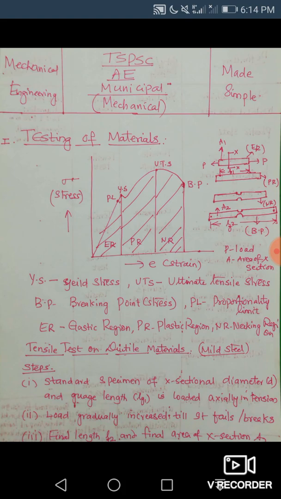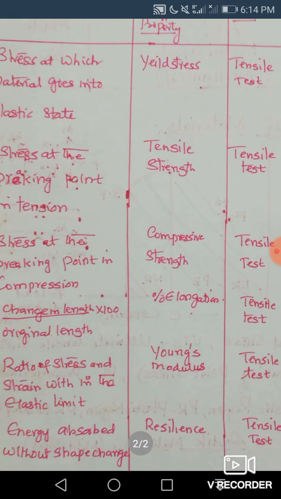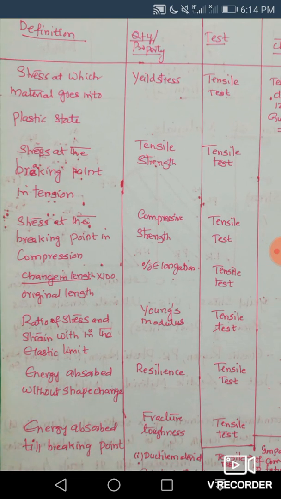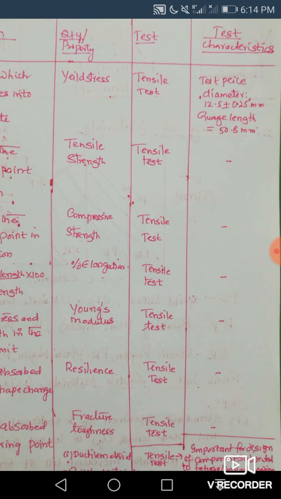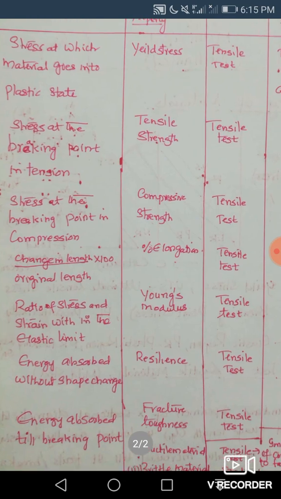Okay, next we will see various properties and quantities, what their definitions are, what the test characteristics are, and what their importance is. So, let us see one by one. Here I have shown the definition in the first column, the quantity or property in the second column, and in the third column the test with which we are going to measure the quantity or property. In the fourth column I have given the test characteristics, what they are for each test, if at all any.